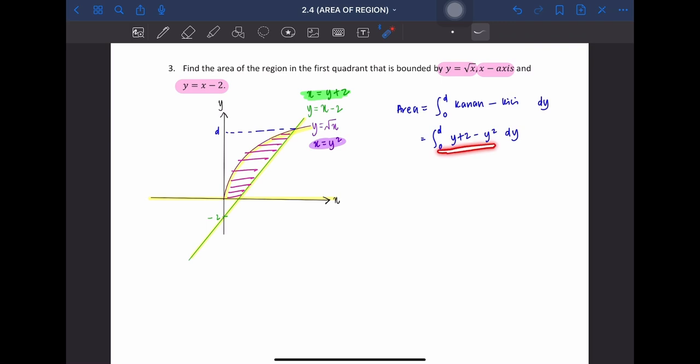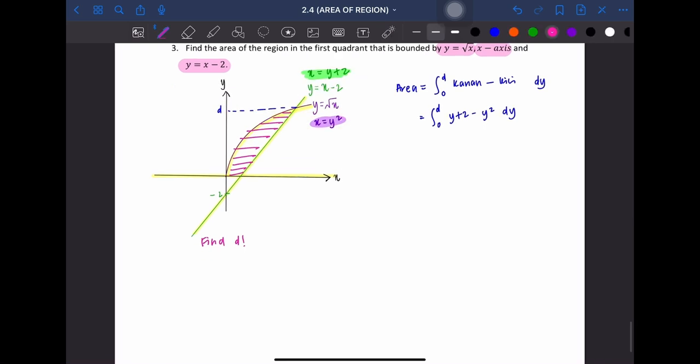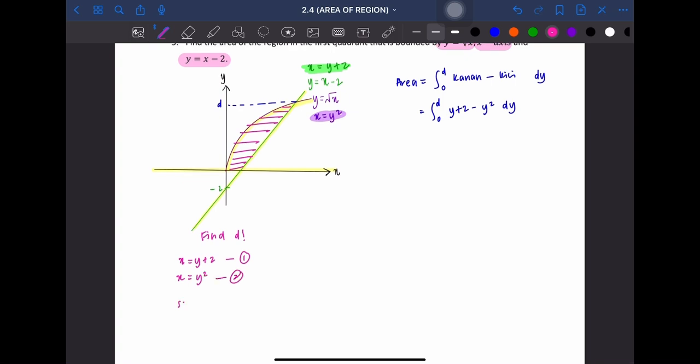Now we already insert the function. How about d? We need to find the limit d. Notice that this is actually the intersection point of these two functions. From the previous question, we know that we can find the intersection point using simultaneous equations. I'm going to solve the equations simultaneously to find the value of d. So this is our first equation and this is our second equation. So substitute 2 into 1.